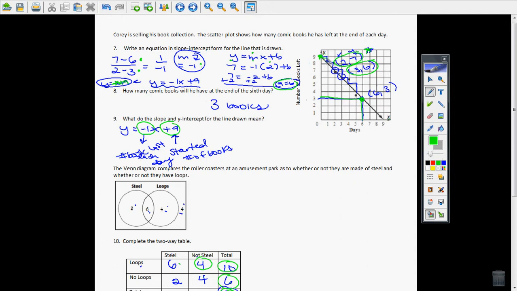So every day he loses a book. That's what the slope means. The number of books he has is going down by 1 per day.